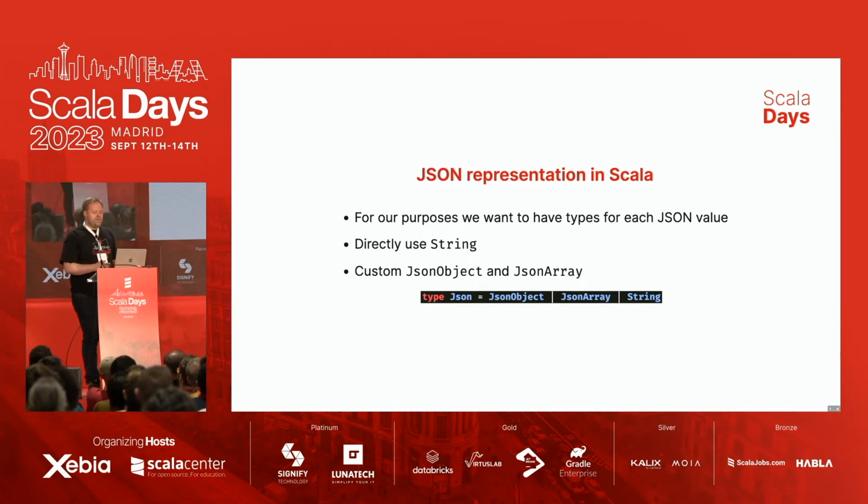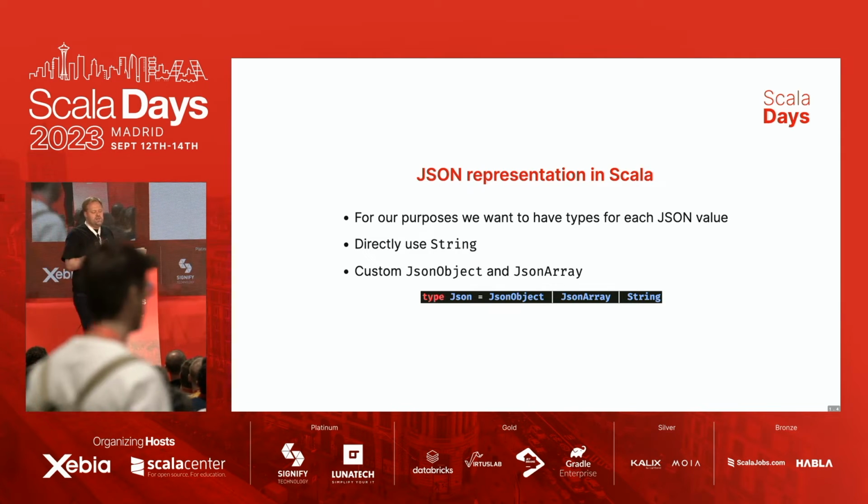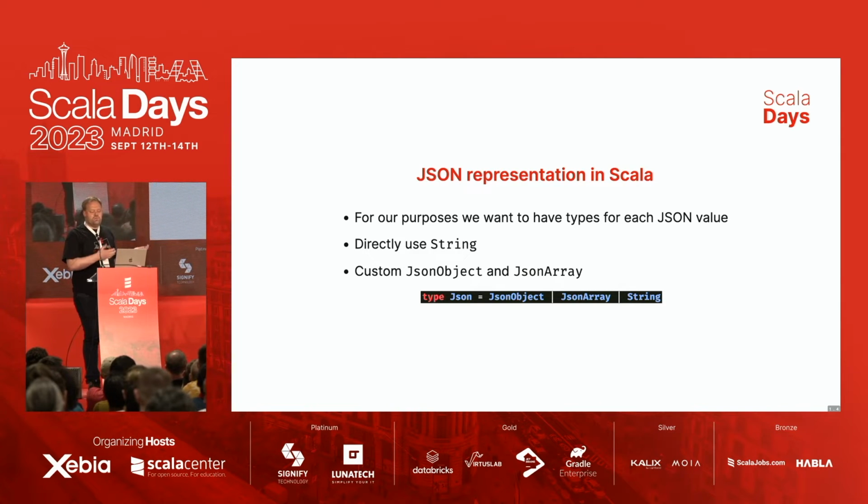So for our purposes, I'm not sure if it's the best design in general for an actual library, but to show the macro features, we're going to want to have a precise type for each JSON value. So we want a type for string, for object, and for array. And we're going to use the normal Scala string for strings. And we're going to define custom JSON object and JSON arrays. And we're going to define JSON as JSON object or JSON array or JSON string.